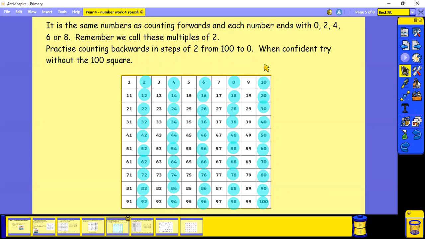Keep practicing counting backwards in steps of 2 from 100 to 0. Remember, counting backwards is always trickier and you need to be confident doing this. It will really help you with all of your maths work. And then when you're confident, try without the 100 square.